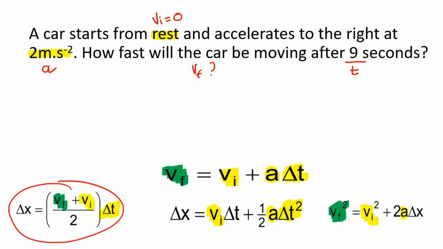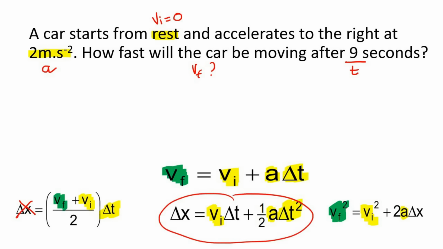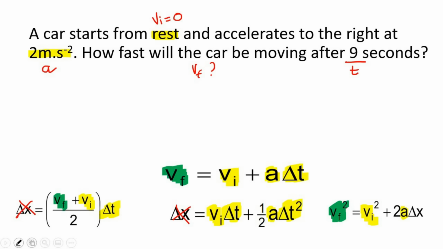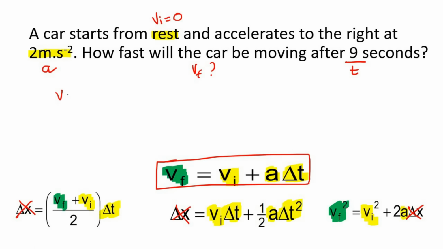Well, if you look at this one, this part is not highlighted, so we won't use that one. If you look at this formula, that's not highlighted. I forgot to highlight the T there. I should have highlighted that T as well. But we can't use this formula because that's not highlighted. And if you look at this one, we can't use it because that's not highlighted. But if you look at this formula, look at that, it has everything highlighted. So that is the one we're going to use. So in your test, you would write it down: VF is equal to VI plus A delta T.